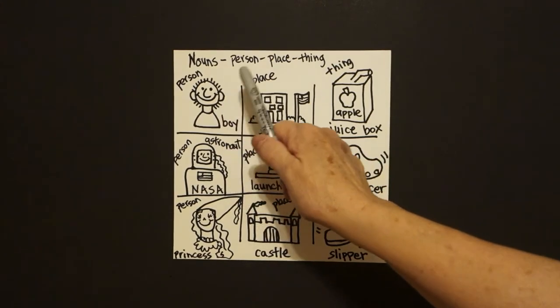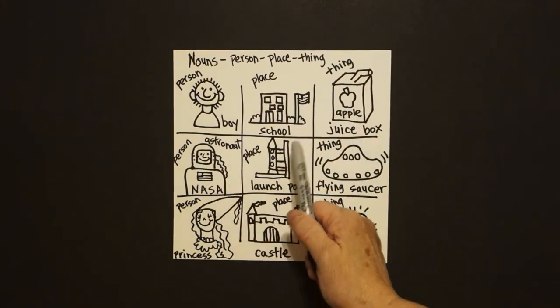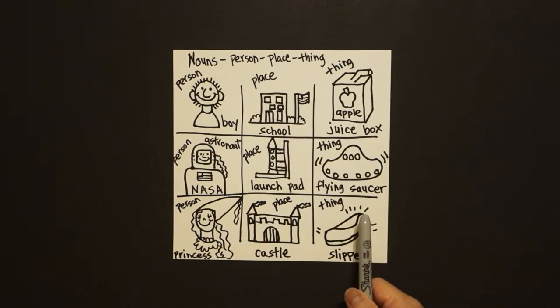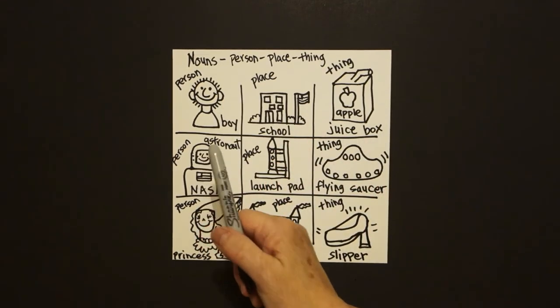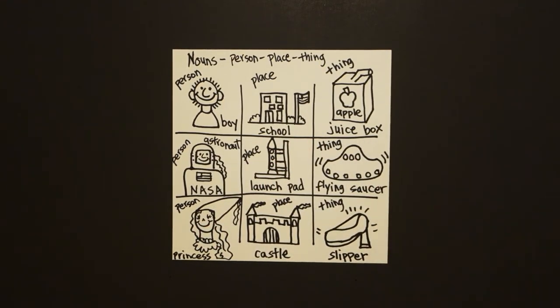So we have person, place, thing, person, place, thing, person, place, thing. Boy, school, juice box, astronaut, launch pad, flying saucer, princess, castle, slipper. All right, let's see how we're going to color these in.